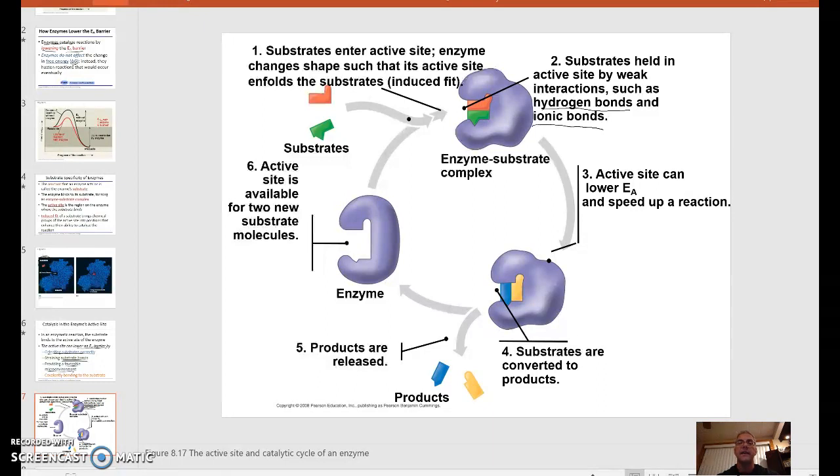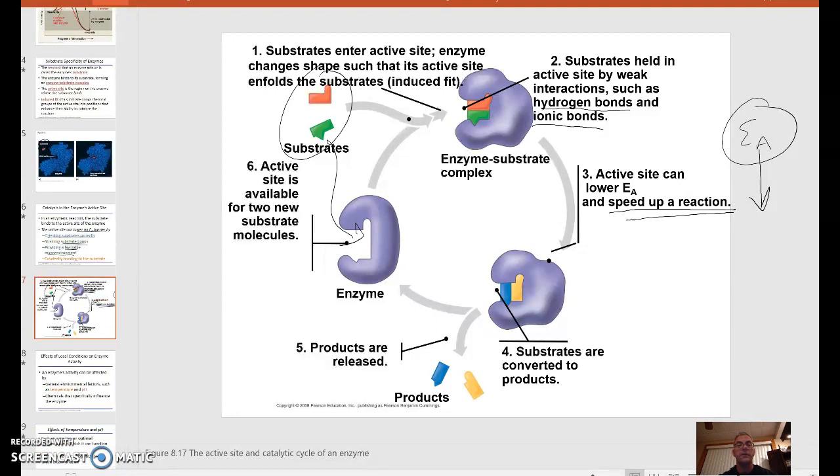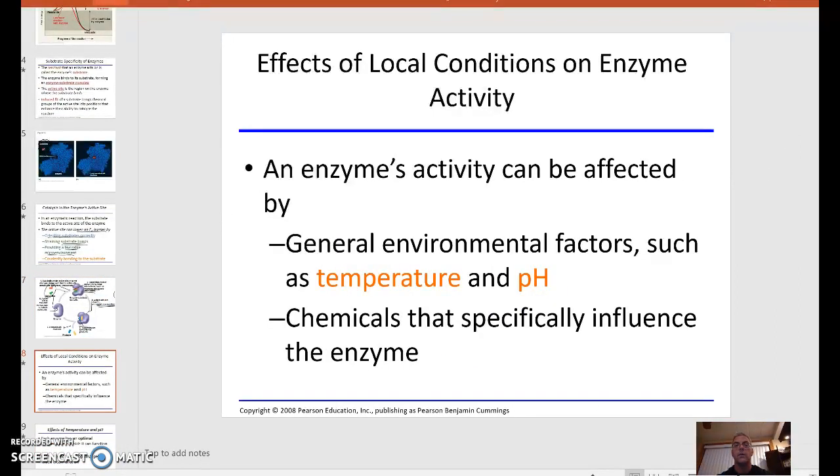The idea is that the speed of the reaction is increased because we lower the activation energy. So by lowering the activation energy, it makes it easier for us to take these substrates and convert them into the different products. Once the products are released, you're going to notice the enzyme is now restored back to its original configuration, which is ready for new substrates to go in there. So the enzyme does not get consumed or used up in the reaction in any way.